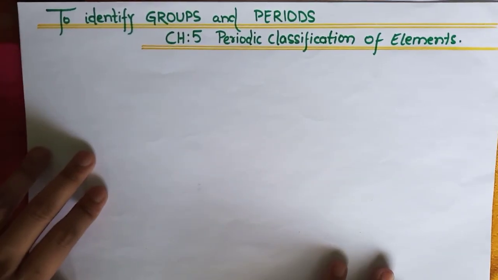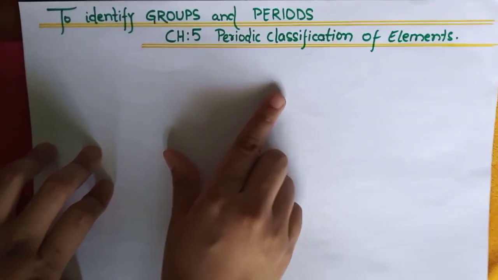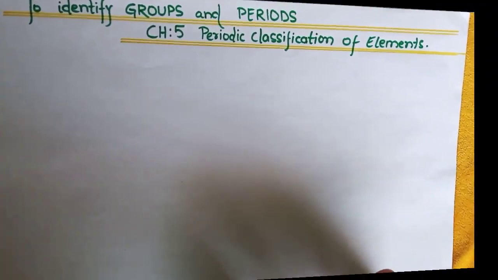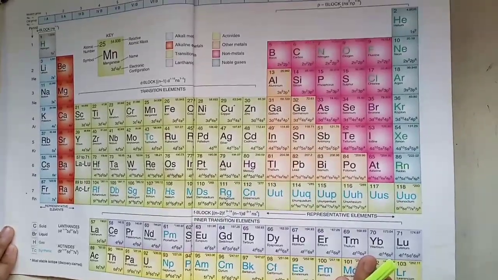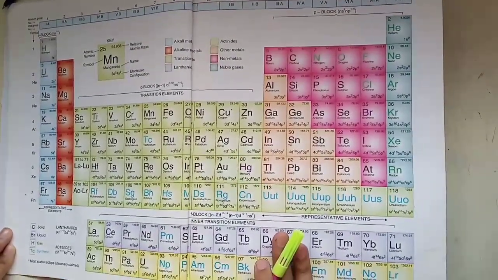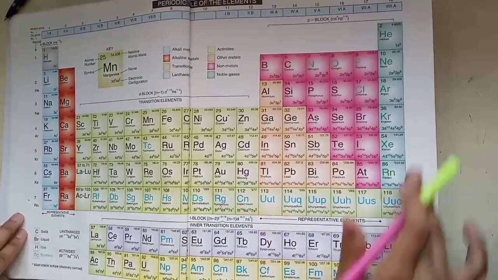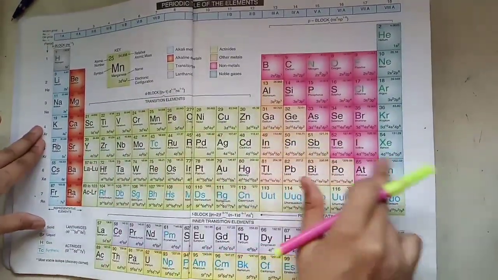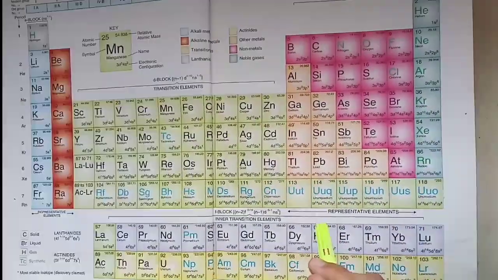In this lecture, we'll learn to find out the group number and period number of the given elements in the modern periodic table. So let's begin. Before going into the topic, let me first give you a brief idea regarding the modern periodic table. It was given by Henry Moseley, and consists of 7 periods and 18 groups. The horizontal rows are known as periods and the vertical columns are known as groups.